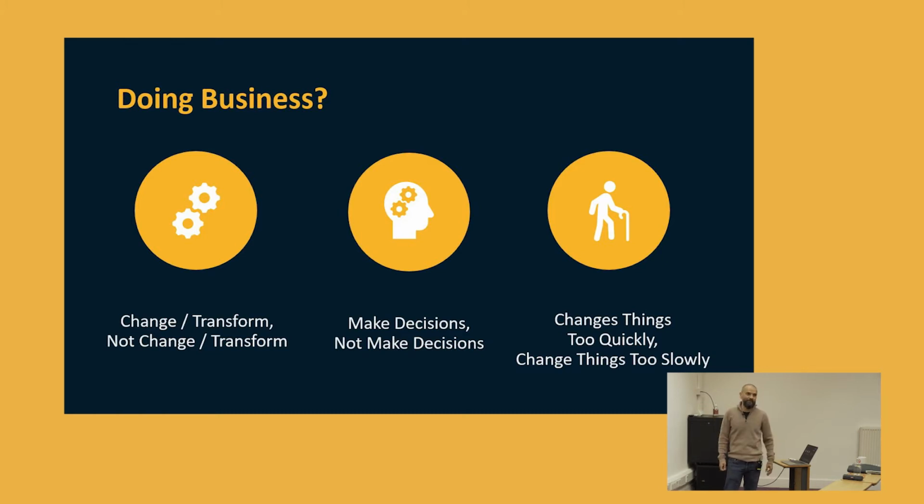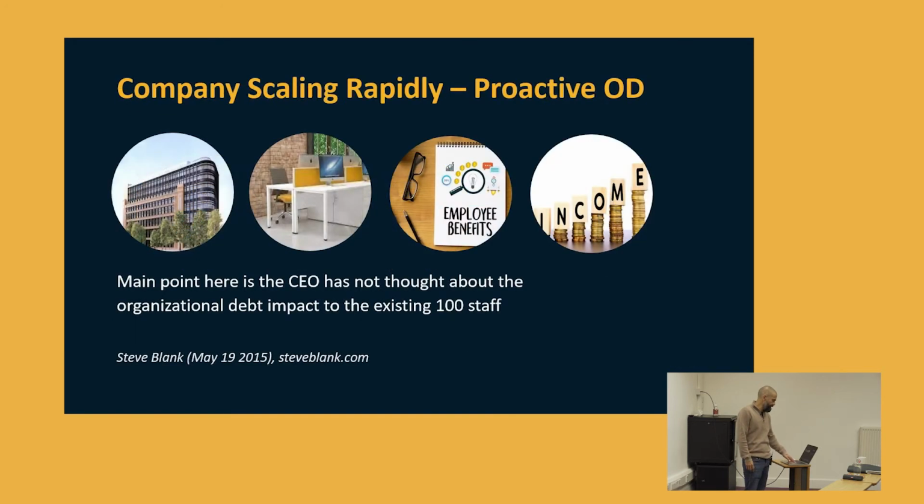So I've mentioned these three things, and the only reason I've put them up is, in a company, you're going to do all these things at some point, unless you don't ever transform, but that means you'll probably die. So you're going to transform, you're going to make decisions regularly, and sometimes you move too quickly and sometimes you move too slowly. So those things are going to happen.